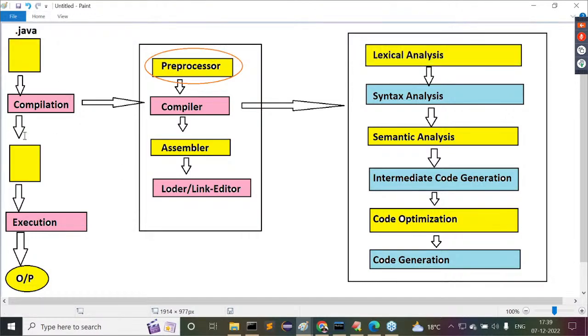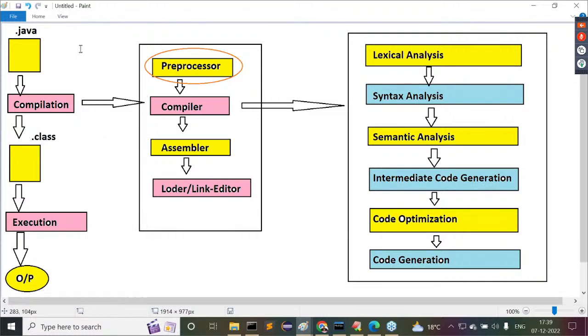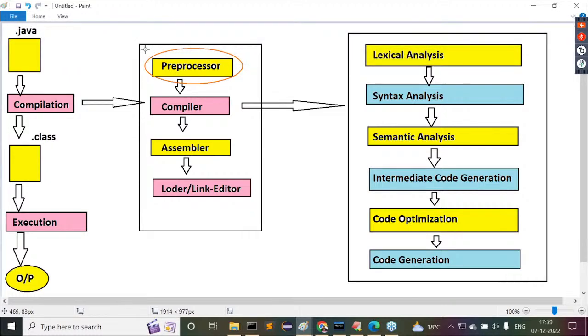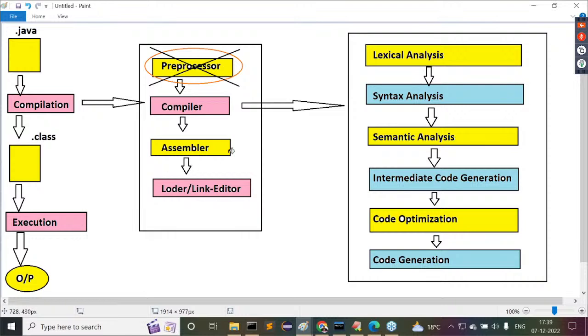I have only two files: .java, and next one is .class. Alright, sir. In the case of Java, there is no concept like the preprocessor. This is not going to exist. This is not available inside Java. Only the remaining components: compiler, assembler, loader, link editor. And the remaining things are very much the same. Now try to understand what remaining things are very much the same here. We can understand this clearly.